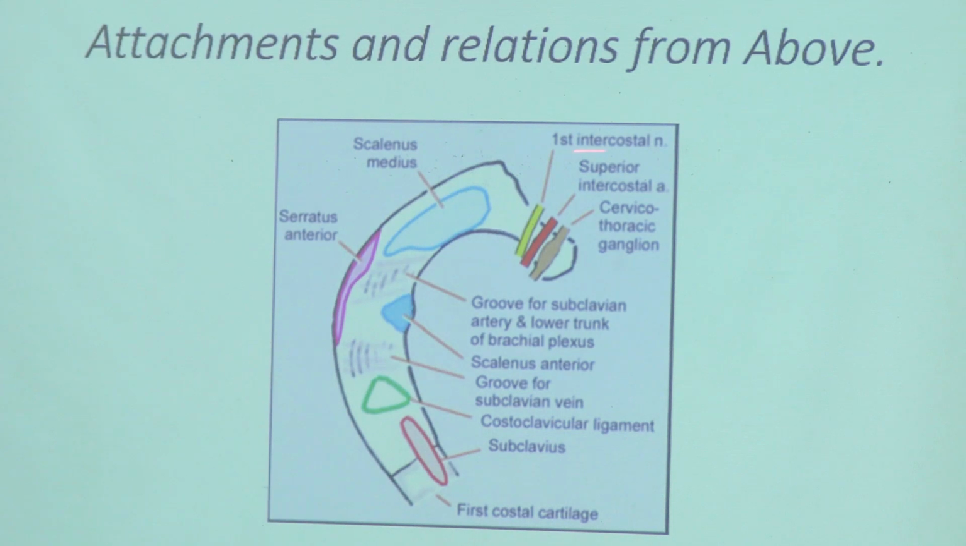ये सब भी लिखना है. First intercostal N मतलब nerve, A मतलब artery. ठीक है? First intercostal nerve. These are the structures present in the neck region. First intercostal nerve, superior intercostal artery, cervico-thoracic ganglion. वैसे लोकेशन देख लो.